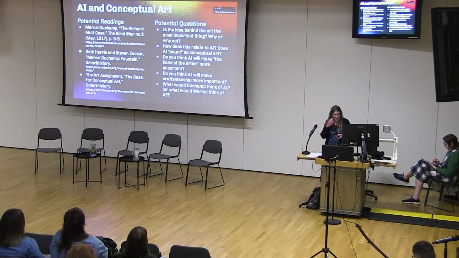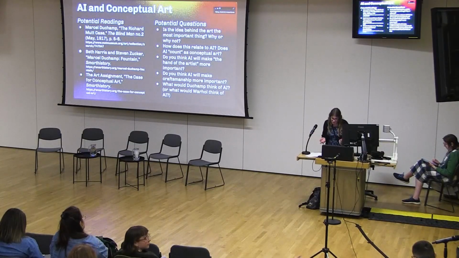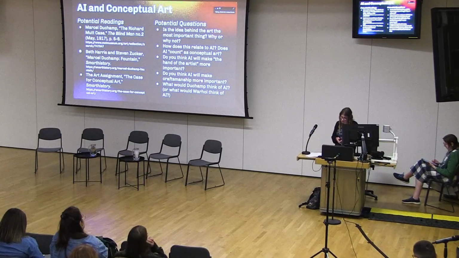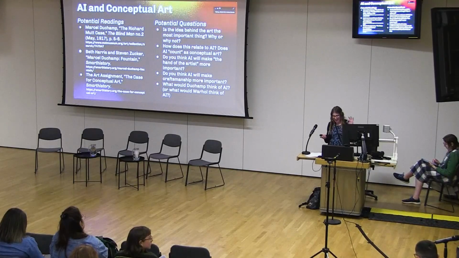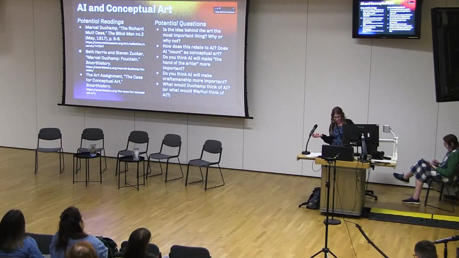So here on this slide, you have your potential readings, including, of course, Duchamp's defense of Fountain. And then you also have some potential questions here. Is the idea behind the art the most important thing? Why or why not? How does this relate to AI? Does AI count as conceptual art? Do you think AI will make the hand of the artist more important? Do you think AI will make craftsmanship more important? And then finally, what would Duchamp think of AI?